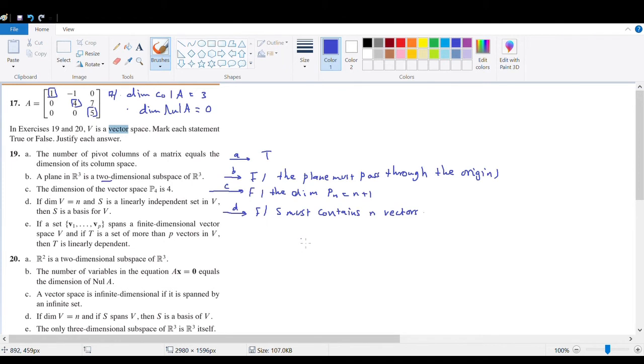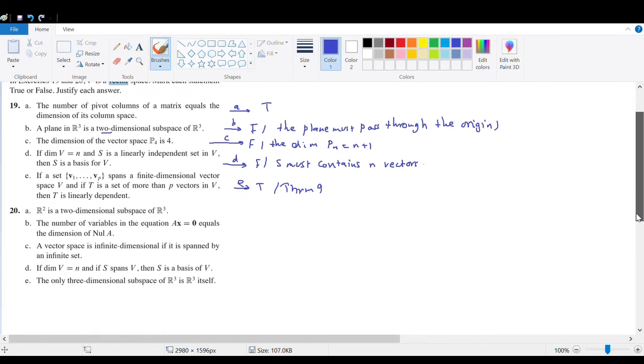Now for E, if the set from V1 to Vp spans a finite dimensional vector space V, and if T is a set of more than p vectors in V, then T is linearly dependent. So here we have a finite dimensional vector space spanned by p vectors, and T is a set of more than p vectors. So then T is linearly dependent. E is true, from theorem 9.